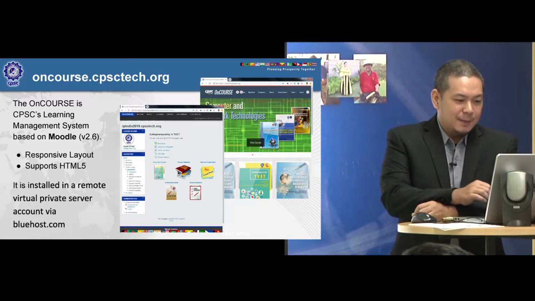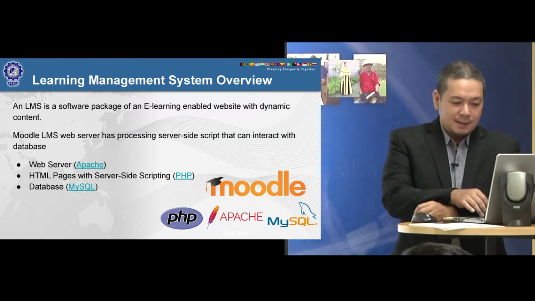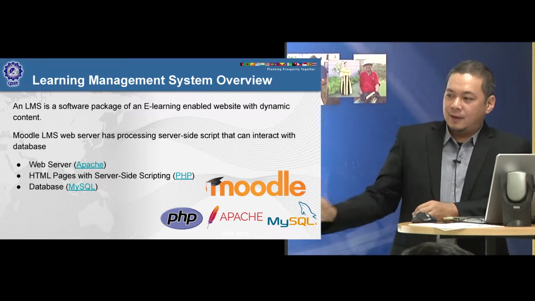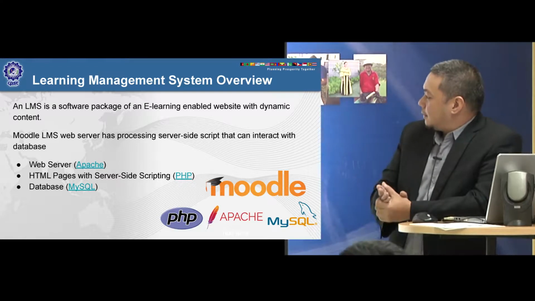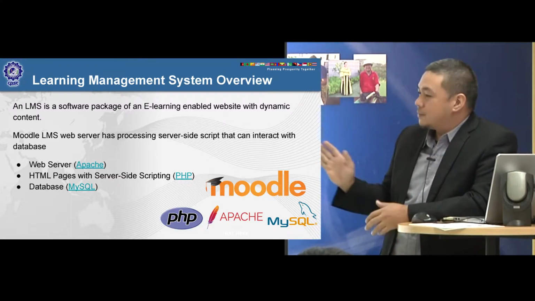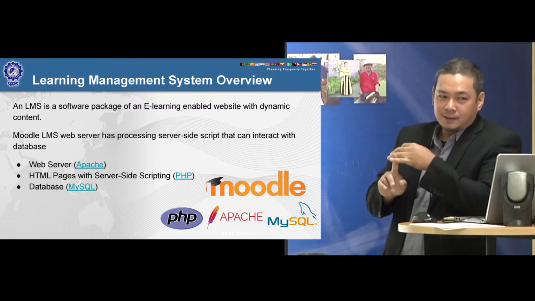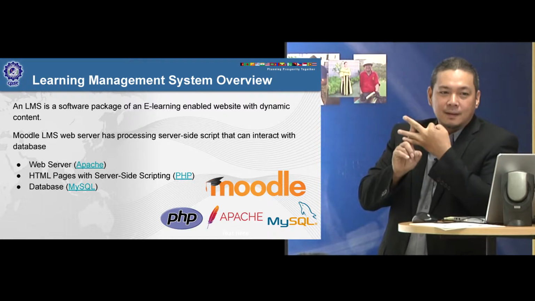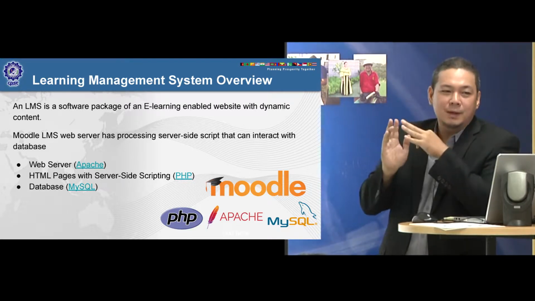Basically, the learning management system, or Moodle, is written in an open source scripting language called PHP. It uses Apache, which is also an open source web server, and a database, which is MySQL. So you need three components to run a Moodle web server: the web server, the scripting, which is PHP, and the database. With these three, you get a dynamic website.